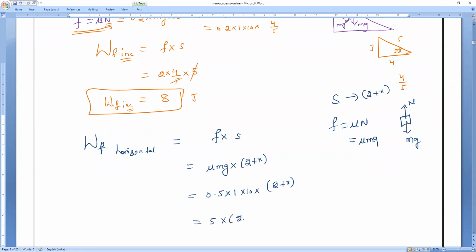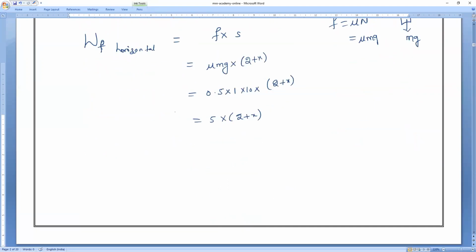Understanding? Into 2 plus x. So this is what? Work done in which direction? Horizontal. Clear, all of you? Now, you observe, horizontally the displacement is in this direction, and friction is in this direction. So is the work done negative or positive? Negative.